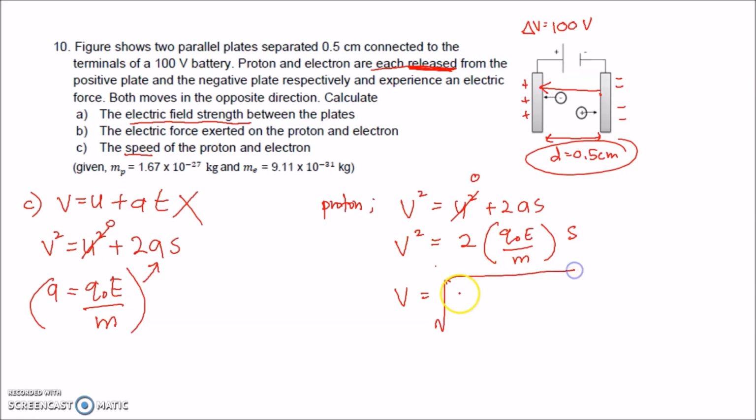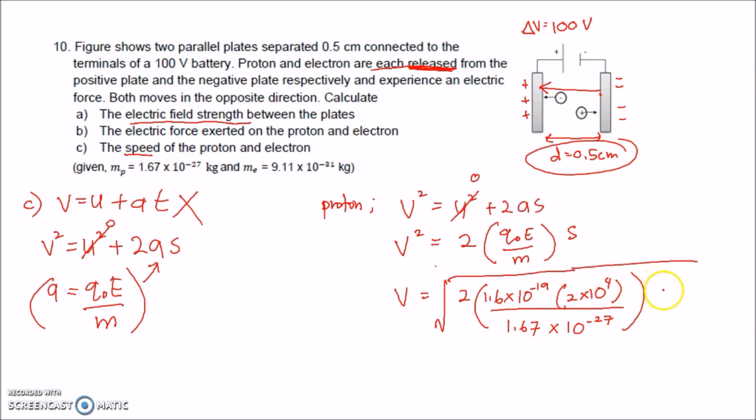It will be 2 times Q naught, which is 1.6 times 10 to the power of negative 19. E is the electric field strength between the two plates, 2 times 10 to the power of 4. Divide with the mass for the proton, which is 1.67 times 10 to the power of negative 27. Times with the displacement, 0.5 cm. For the speed of proton, you will get 1.38 times 10 to the power of negative 27 meter per second.